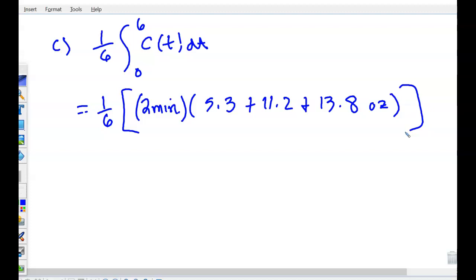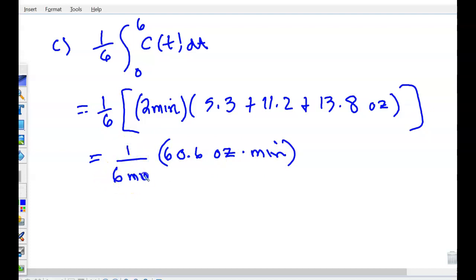So if I do this calculation, I'm going to end up getting 5.3 plus 11.2 plus 13.8. And that's ounces, and if I times it by minutes, I'm going to get 60.6 ounces minutes, which doesn't really make a lot of sense. But this 1/6, which will make more sense later, is actually in minutes. So when I multiply these, the minutes cancel. So 60.6 divided by 6 works out to be 10.1 ounces. And we'll talk about the meaning of this a little bit later on. Okay, so that's all I really wanted to do for this part of this question with the first 3 examples.